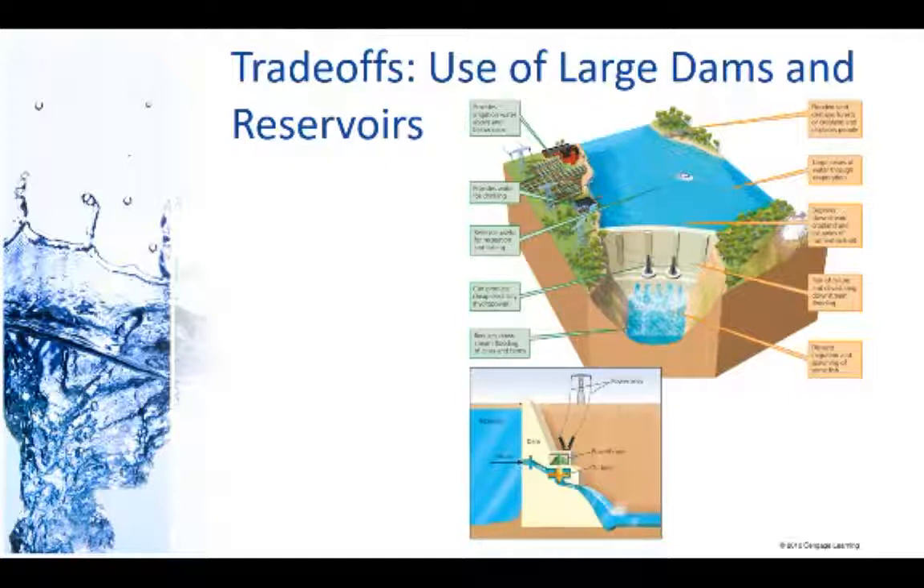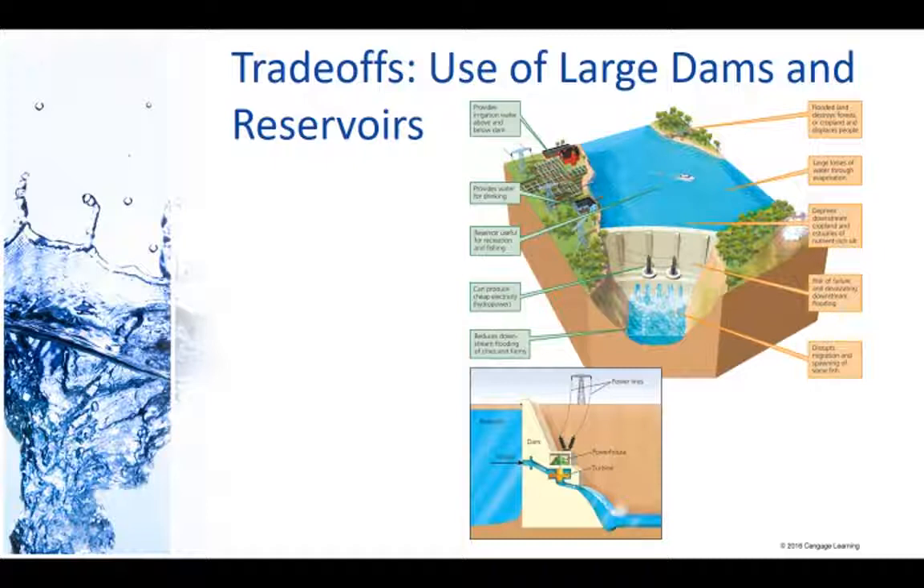Okay. When you take a look at some of the benefits, a dam provides irrigation water above and below the dam, provides water for drinking, reservoir use for recreation and fishing, and can produce relatively cheap electricity through hydropower, reducing downstream flooding of cities and farms, depending on how we use it. But we have flooded land that destroys forests or cropland and displaces people. You have large losses of water through evaporation.